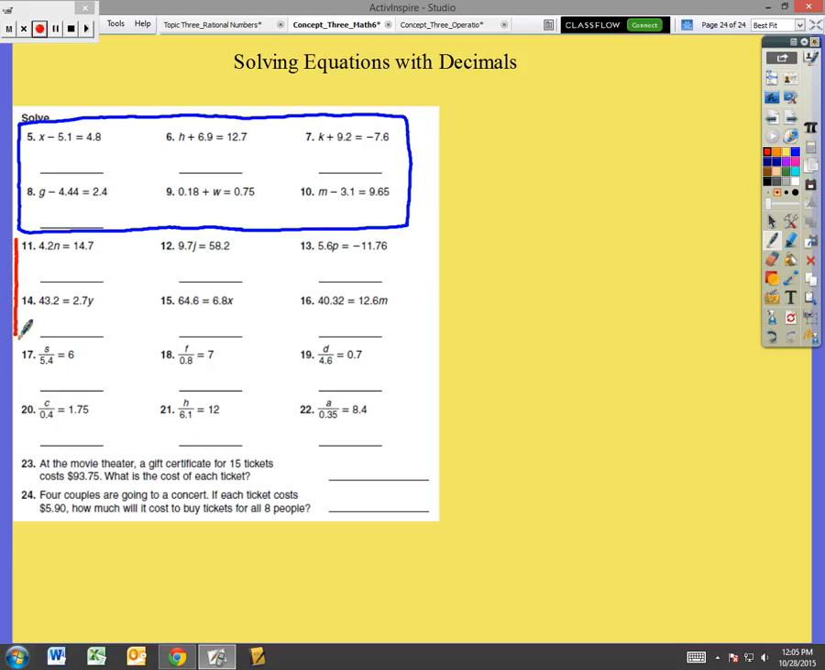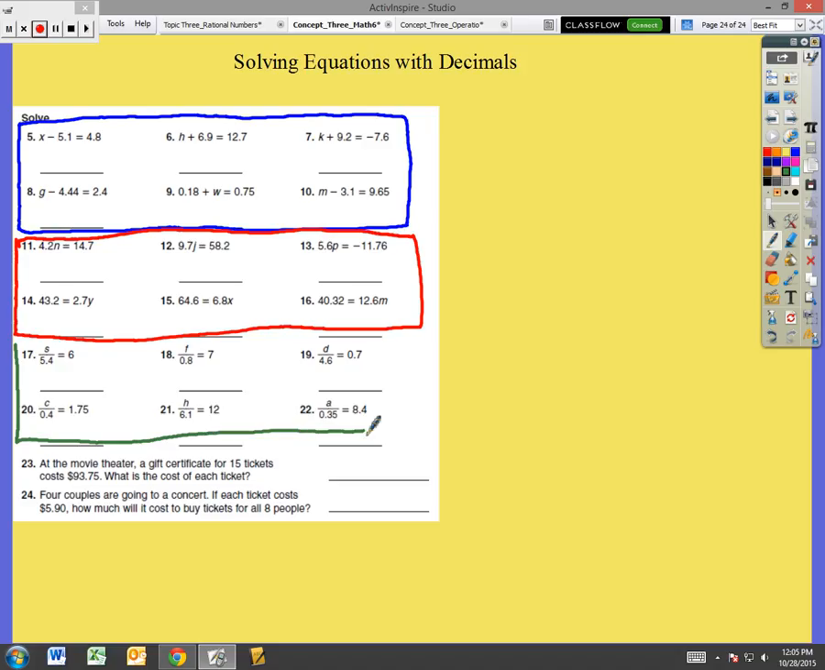Here we have all these equations incorporate multiplication. So to undo multiplication, we use the inverse of multiplication, which is division. And then in the bottom box, we have a bunch of equations that have division. And then to undo division, we use multiplication. So let me do one from each section there.